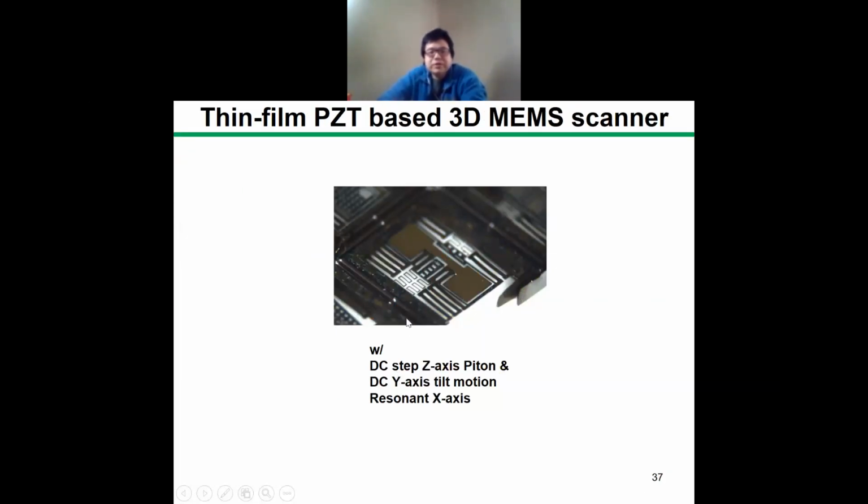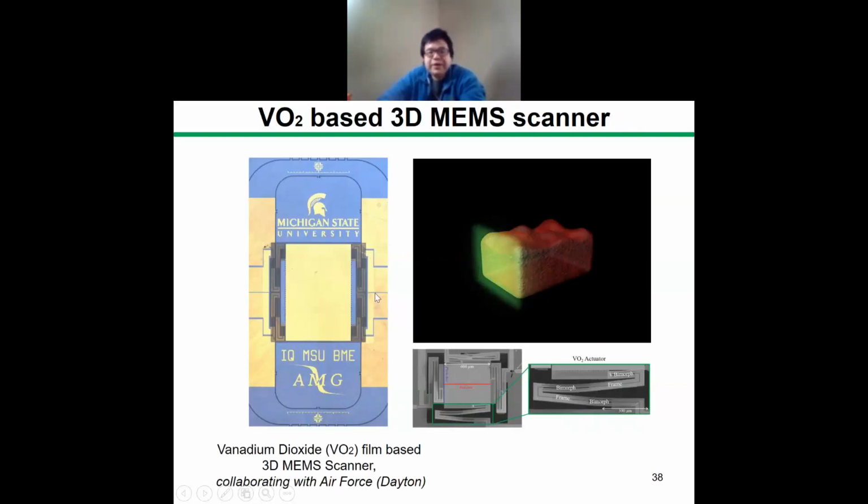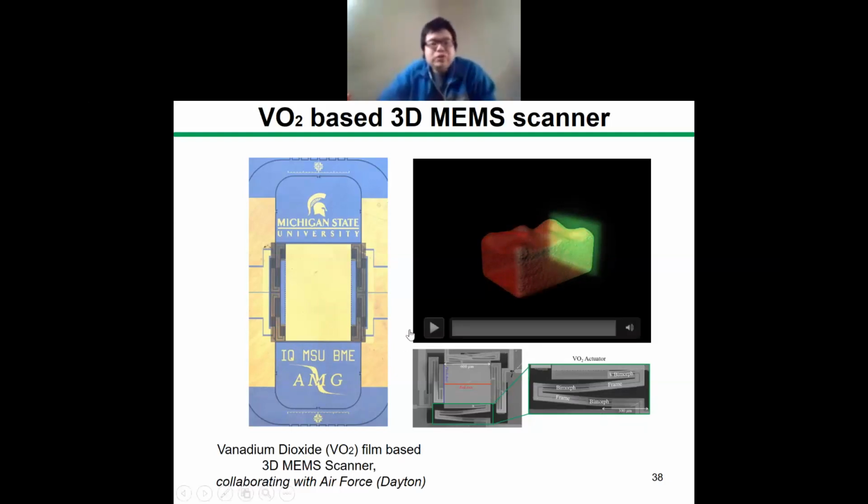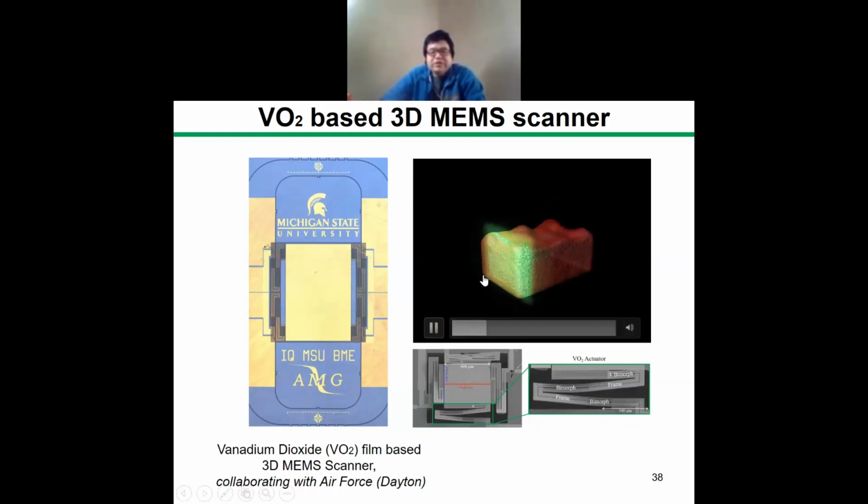So this is an integrated system, which looks like this, with Z moving in both resonant and DC modes, and also the internal XY scan. Quite integrated, fully monolithic.